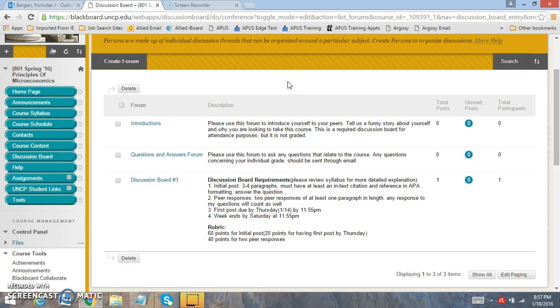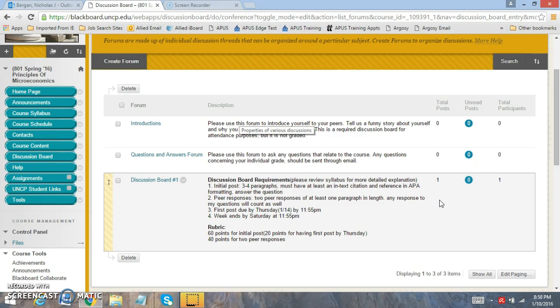Now we'll go through the requirements for the discussion board. You're going to have 3 discussion boards in the class. In the discussion board, I'm grading you on the following 4 things. The initial post has to be 3 to 4 paragraphs. You must have at least 1 in-text citation and reference in APA formatting to support your answer. You can use the textbook, which is what I recommend. You should have 2 peer responses. They should be at least 1 paragraph in length, and any response to my question or to any peers will count as well.